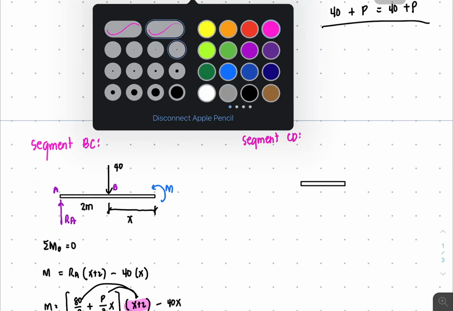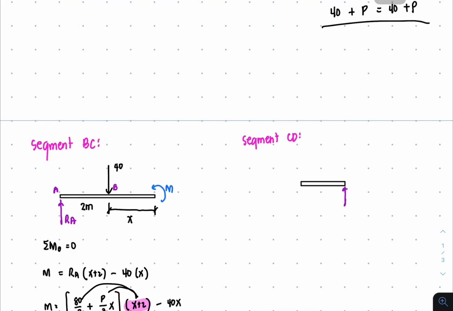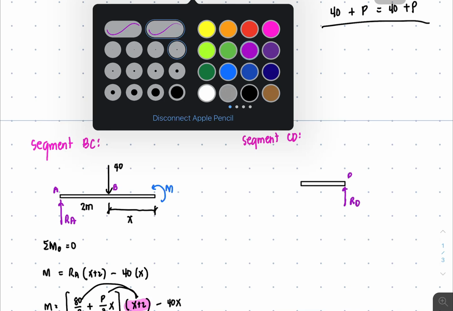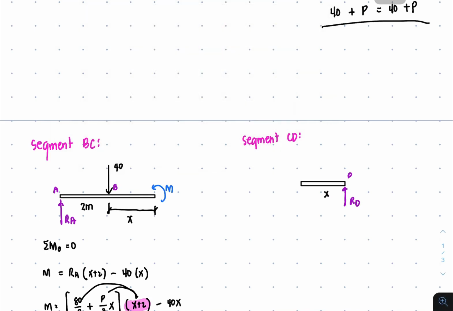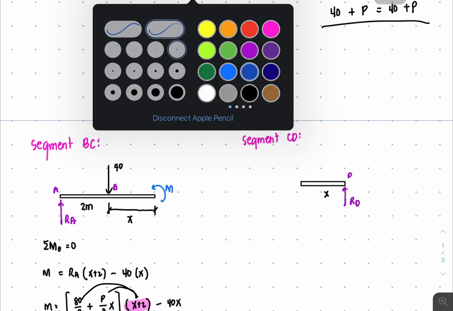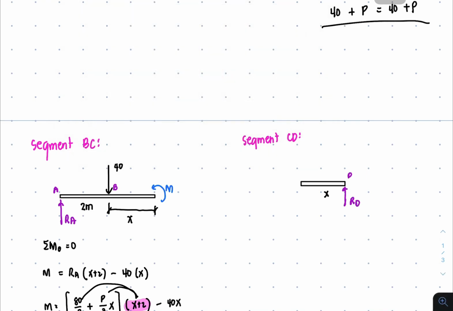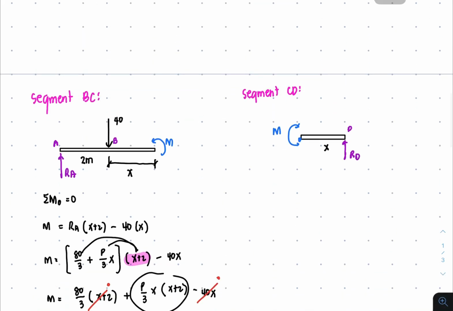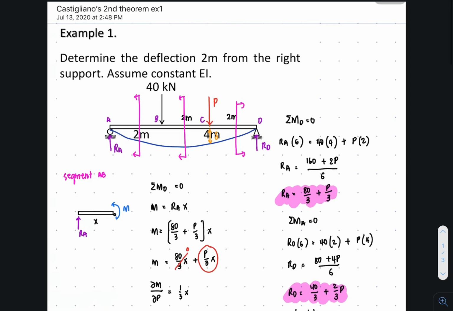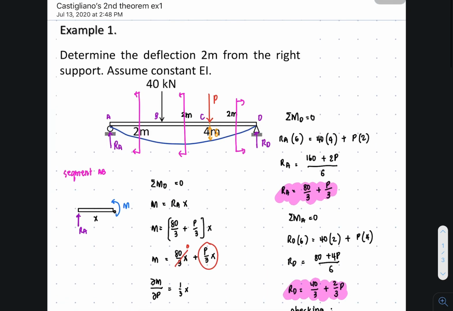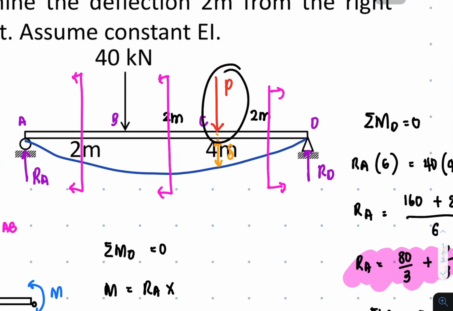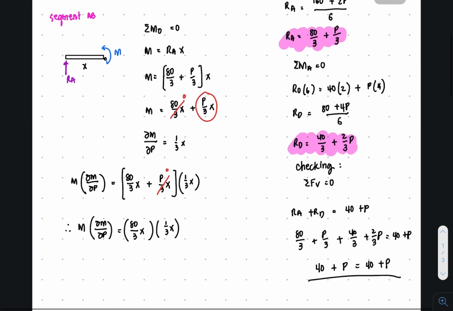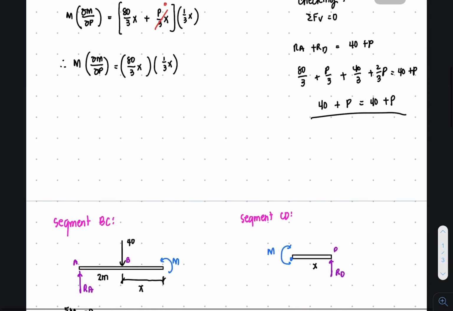We're going to place the reaction RD, since this is point D now, and this is X, and we have here the moment, since this is the point of cutting. This time, as you observe, P is not part of the section, since we cut through only between C to D, not exactly at C.